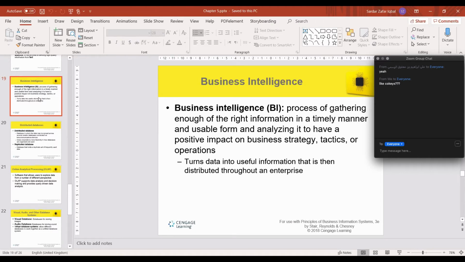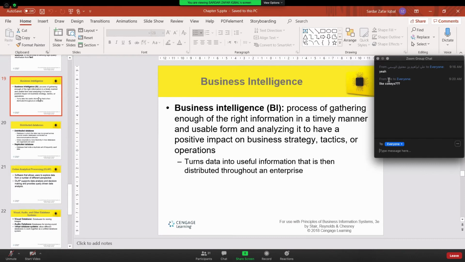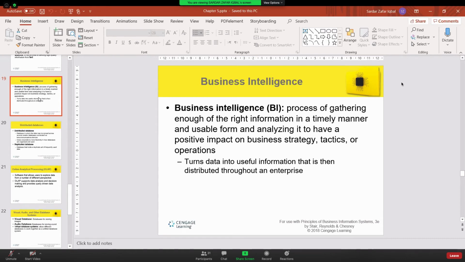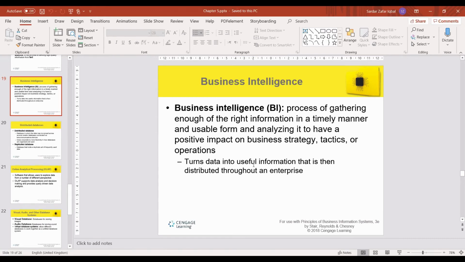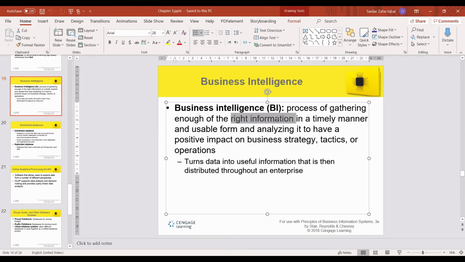Okay, business intelligence, as you were talking about artificial intelligence. So now we have a term business intelligence. So it means the artificial intelligence in the business. A process of gathering enough of the right information in a timely manner and usable form, and analyzing it to have a positive impact on business strategy, tactics, or operations. Turns data into useful information. So this is the keyword for business intelligence. What is business intelligence? It turns the data into useful information that is then distributed throughout an enterprise.